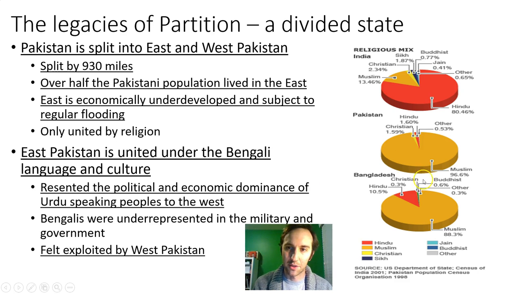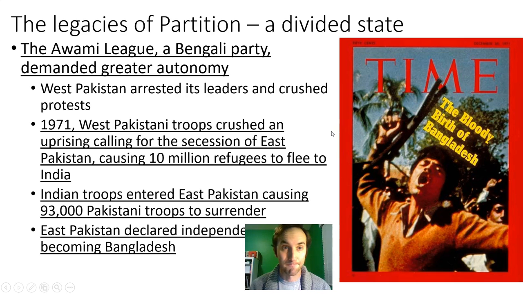So here's a breakdown of the religions in these areas. We still have a sizable Muslim minority in India, and smaller minorities in Pakistan and Bangladesh, and really that's the only thing that's uniting them.